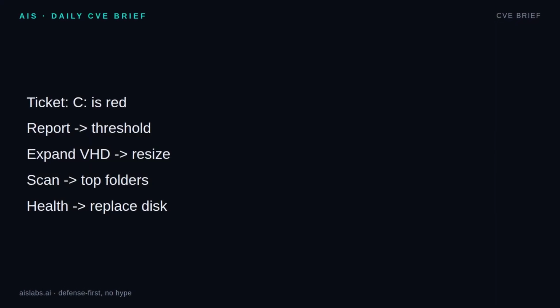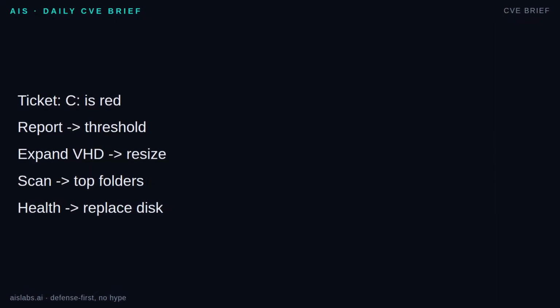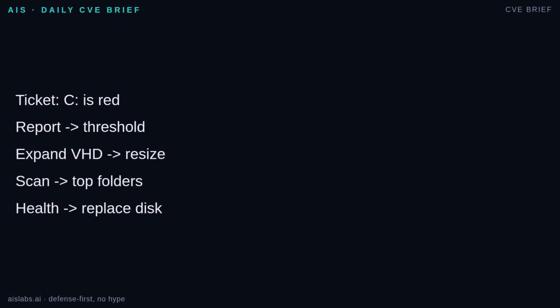Here is the normal ticket. Monitoring says a virtual machine C drive is red. First, run the Get-Volume report and calculate both free PCT and free GB. I might page when both are bad, for example under 15% and under 20 gigabytes, while still listing anything that crosses either threshold for review.